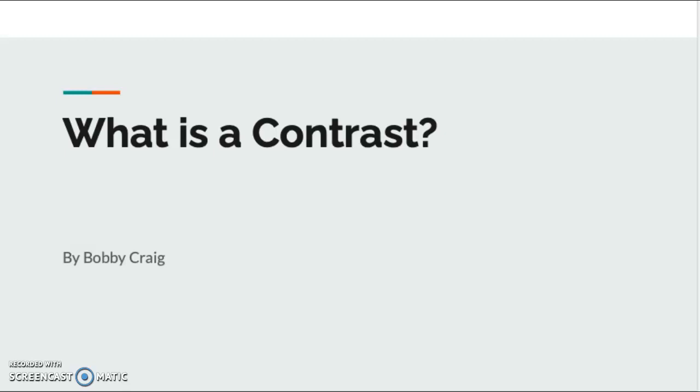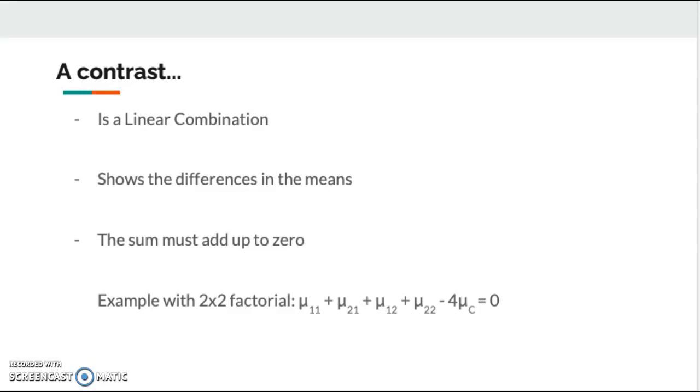Hi, my name is Bobby Craig, and today I'll be going over what is a contrast, or more specifically, why you would consider a main effect or an interaction effect, which was part of the effects model, to be called a contrast and why it fits under that definition. Okay. So a contrast, to simply put it, it's a linear combination.